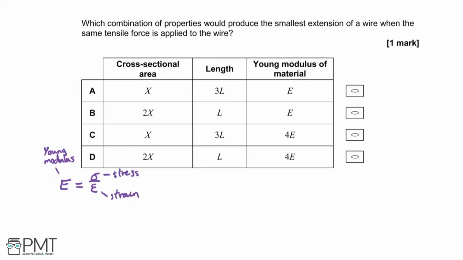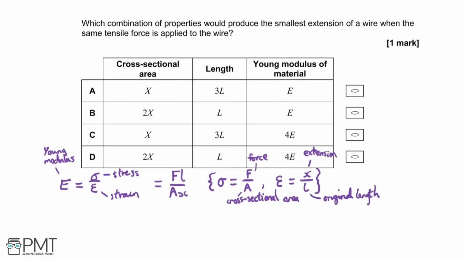Now we need to write down what stress is in terms of other values and what strain is in terms of other values. So I've written here that the stress is equal to the force divided by the cross-sectional area, and the strain is equal to the extension divided by the original length. So what I've then done is I've put all of those into the equation so that we can say that Young modulus is equal to force times original length divided by cross-sectional area times extension.